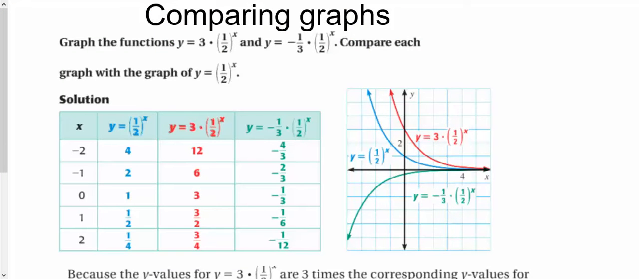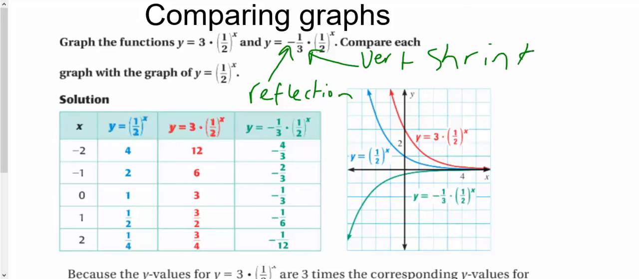All right, so just as yesterday, or in 8.5 day 1, we have vertical stretches, vertical shrinks, reflection. So the negative causes the reflection over the x-axis. The 1/3 would be a vertical shrink. The 3 would be a vertical stretch. And we didn't see any translations up or down, but we know what those look like.